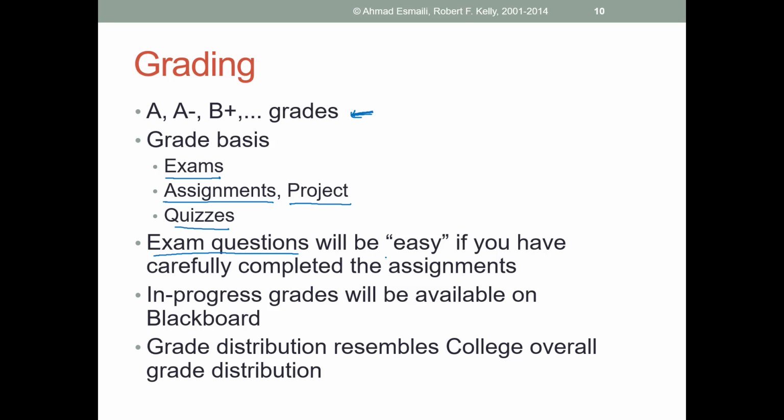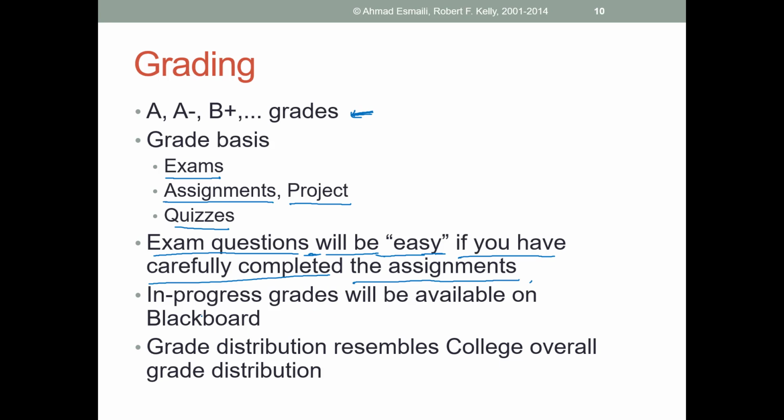Exam questions will be very easy, but that doesn't mean that you should attempt to appear in the exam without studying for the exam. You must study. So if you are spending a decent amount of time watching the video lectures, reading the lecture notes, and making sure that you follow what has been taught, then I think you would find the exams easy. Exam questions will be easy if you have carefully completed the assignments.